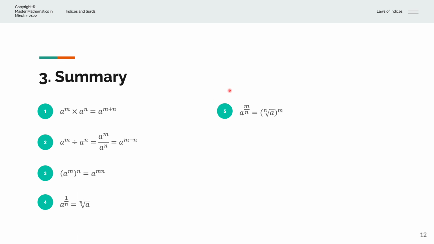And the fifth law states that we can rewrite the nth root of a to the power of m as a to the power of m divided by n. And the sixth law states that a to the power of 0 is equal to 1. And the seventh law states that a to the power of minus n can be rewritten as 1 divided by a to the power of n.